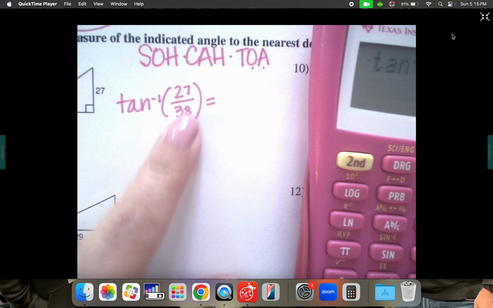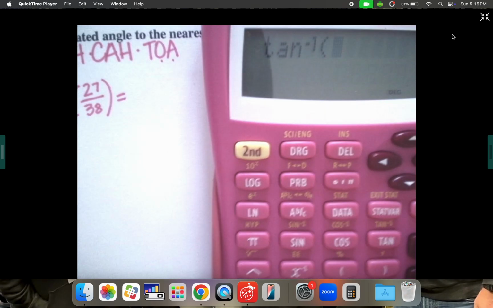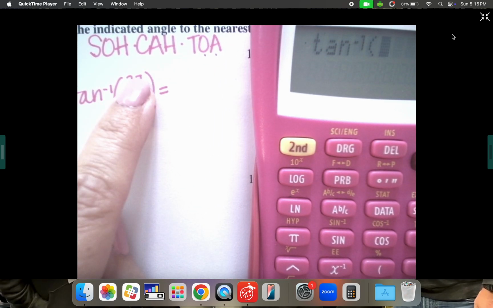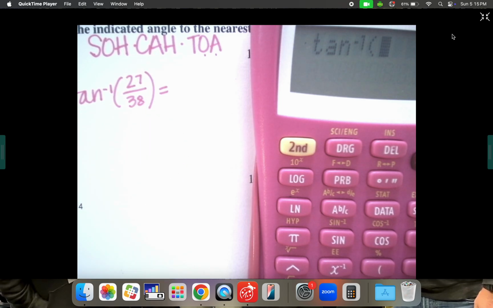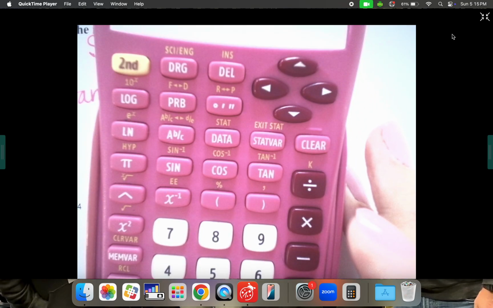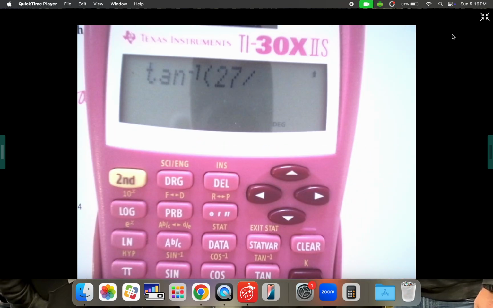And you guys are going to have to play with your calculator to see how to do this. On my calculator, I can do 27 ABC 38, or I can do 27 divided by 38 as long as I close my parentheses. So I'll do it first with the 27 divided by 38. And then I'm going to close my parentheses because it's doing some calculations for me.